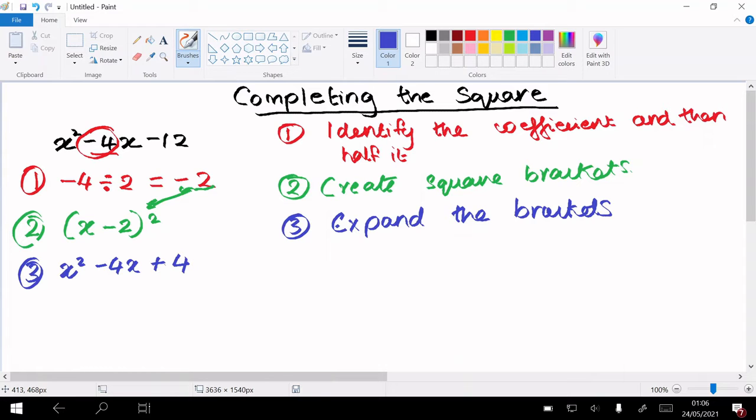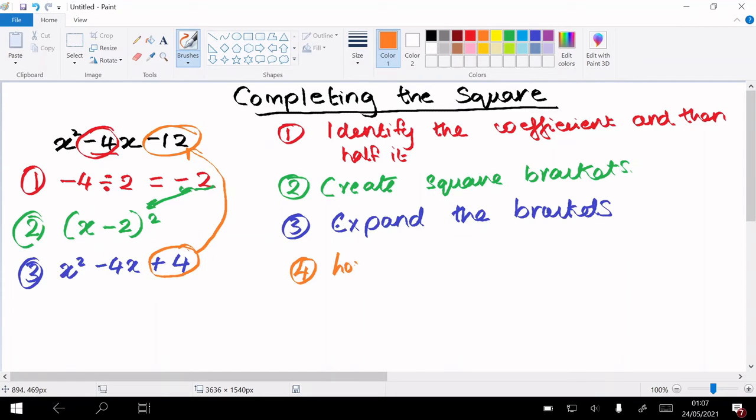Now step 4 can be done 2 different ways. So let me go through the one I like because that's the one I prefer. So step 4 is to see how to go from here to here.